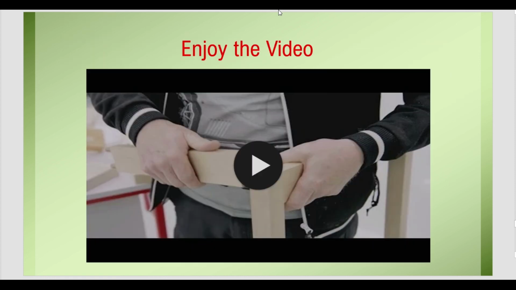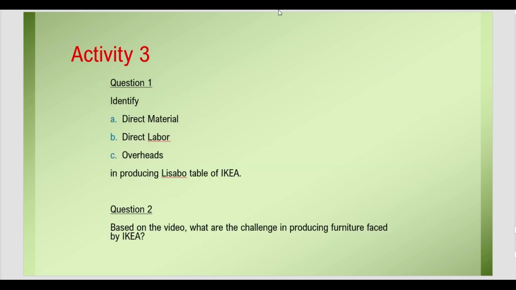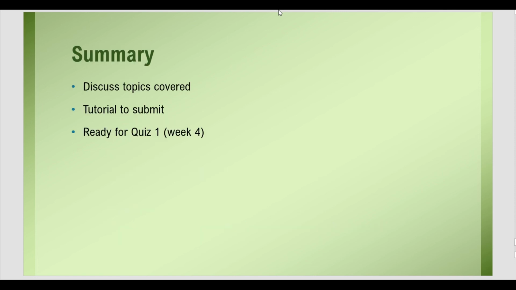Last activity for today. Enjoy this video. This video is about IKEA producing its product, the Disney Travel Table. To answer this question, we have learned so far about branches of cost, cost classification by nature, cost classification by function, cost classification by behavior. We have learned the formulas to calculate the production cost, product cost, conversion cost, what is prime cost, what is overhead.